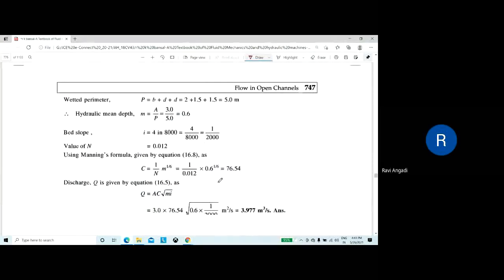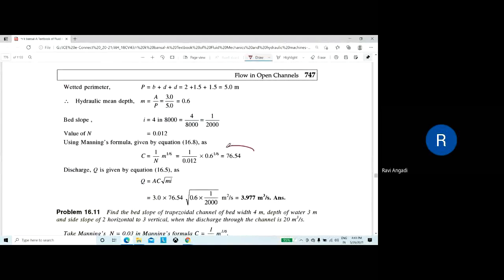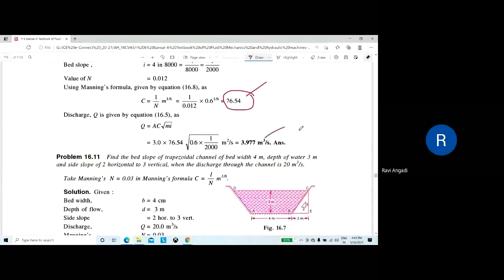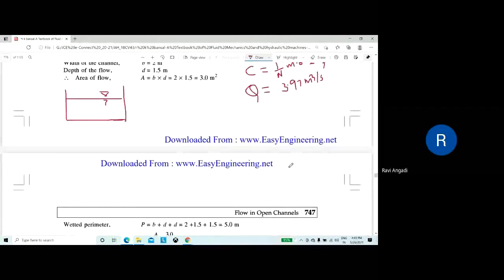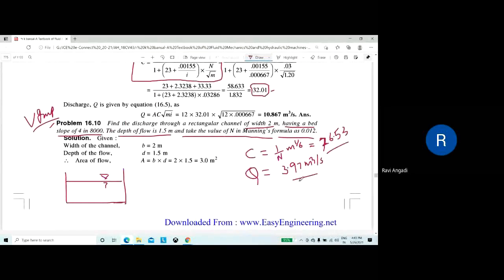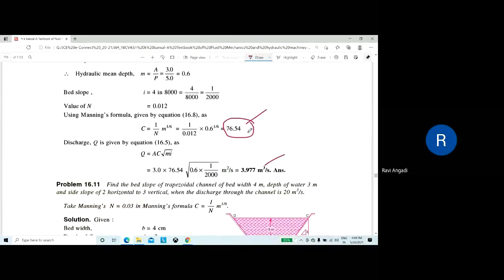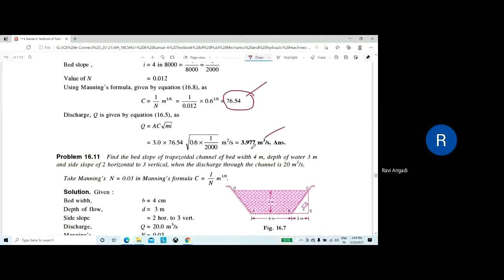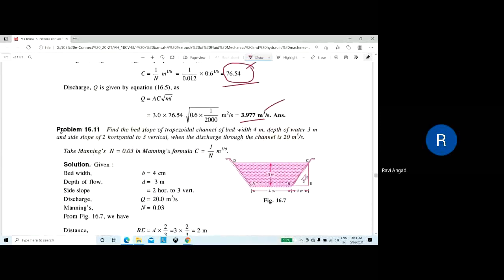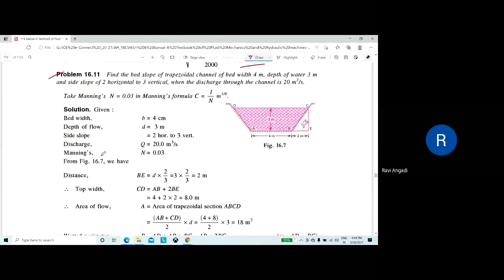Okay, so here the value of C is 76.54, correct, and 3.97, correct. Okay, so very good. So this is correct. Answer is correct. So please note it on these answers. The value of C is 76.54 and Q is 3.977. Okay. Then take this one as an assignment, and then I'll wind up today's class here.